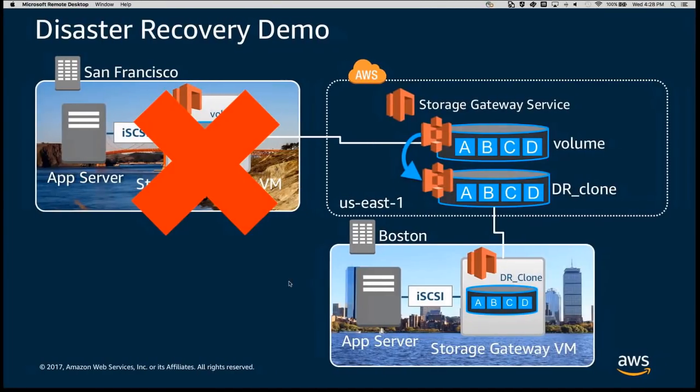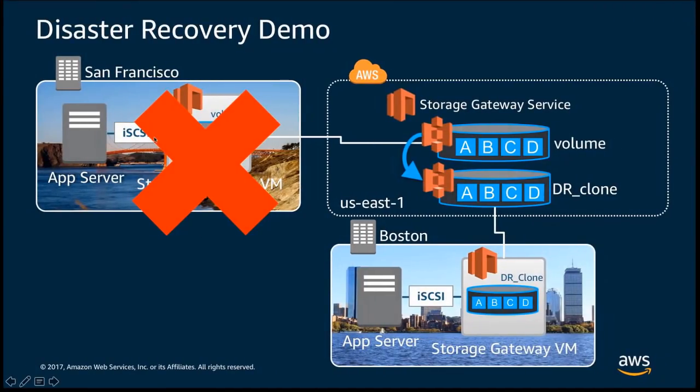Okay, any moment now. And, there we go. So what I've effectively done there is I've simulated a failure by taking down the virtual machine running the gateway and the Windows Server itself. So this is simulating a real disaster, losing all my infrastructure in my San Francisco location.